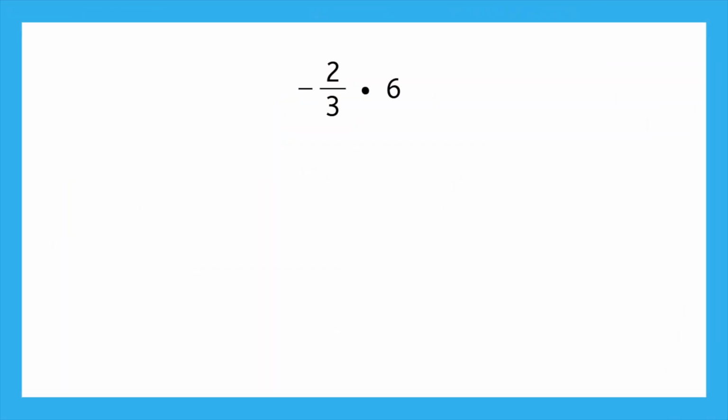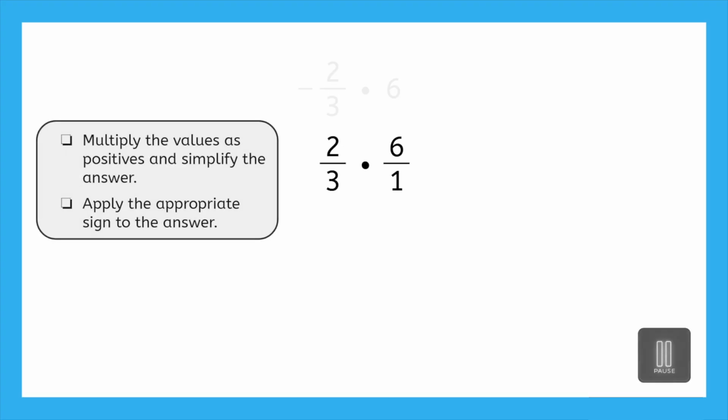Here's our expression. We can use the same strategy to multiply fractions with negatives as we did to multiply integers and decimals. Where do we start? Right, ignore the signs. But we need both numbers in fraction form. How do we write 6 as a fraction? Yes, 6/1. Any integer can be written as a fraction by putting a 1 in the denominator. Now, pause the video to finish multiplying. Remember to simplify and apply the appropriate sign to your answer.